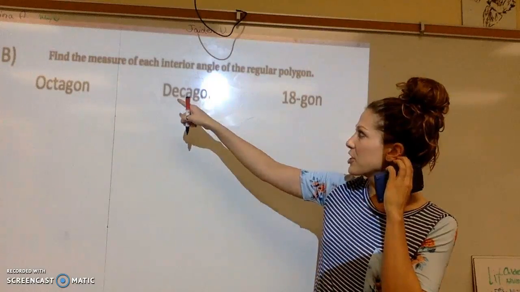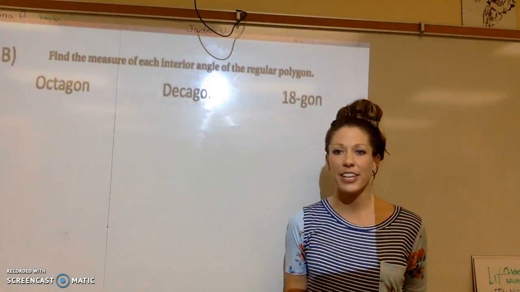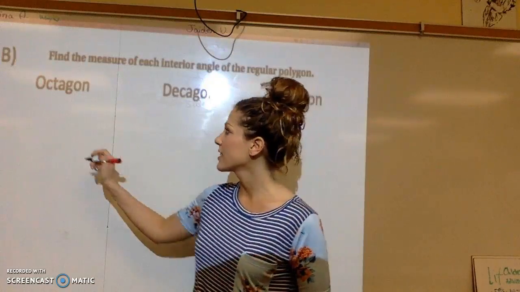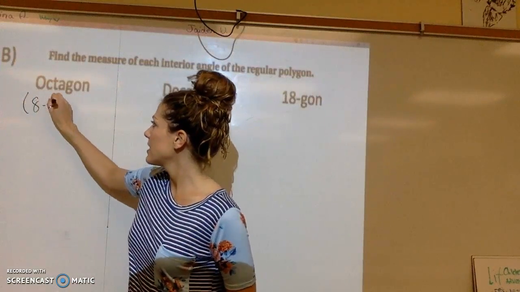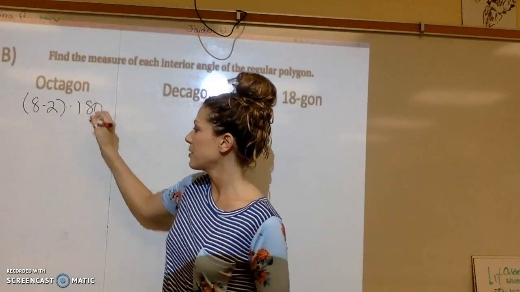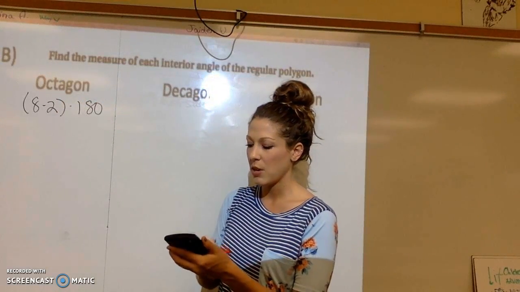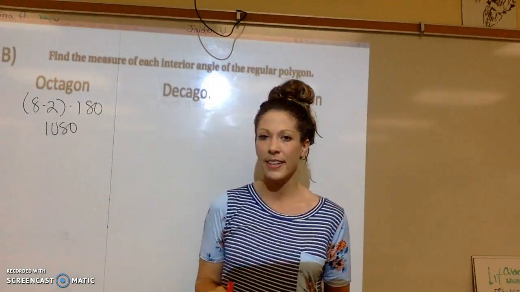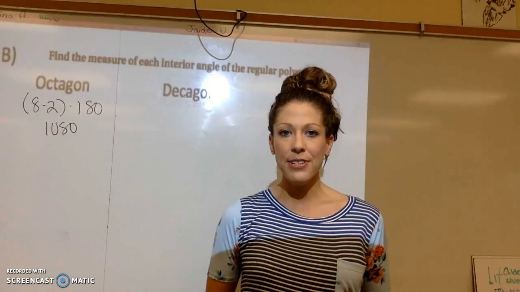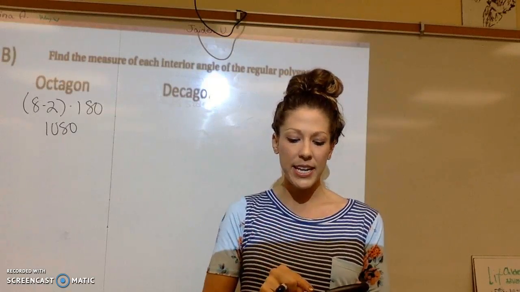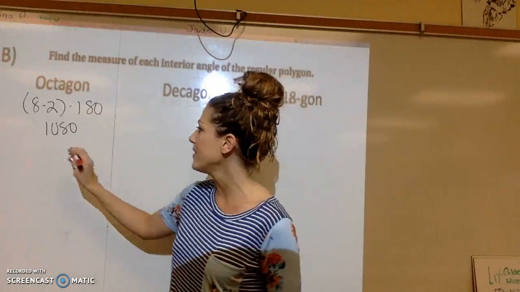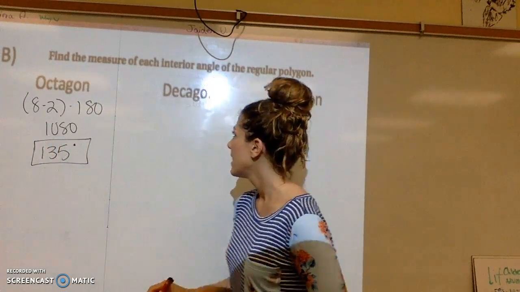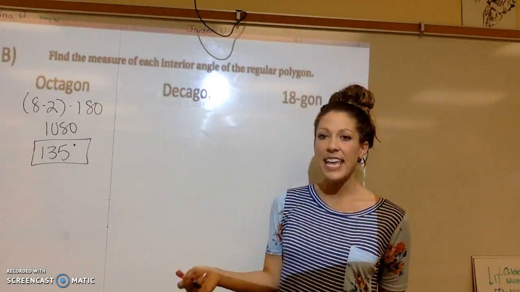So we're going to find the measure of each angle of a regular octagon. And again, regular means all the angles are the same. So an octagon has 8 sides. So using our formula, 8 minus 2 times 180, so 6 times 180. That means all the angles add up to 1080. But there are 8 angles. So if all of them add up to 1080 and there are 8 of them, that means each one is 135 degrees.